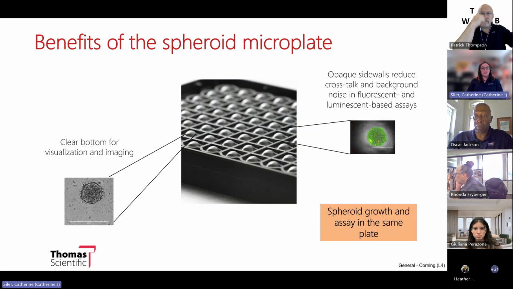So people are going to grow these cells, but then they want to see how they respond to different things. And so they're going to do that by looking at different signals that the cells put out. So they can do fluorescent and luminescent assays all on the same plate. Grow it, assay it, plug and play.